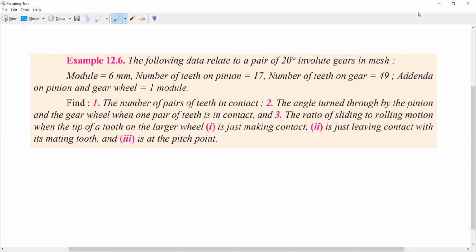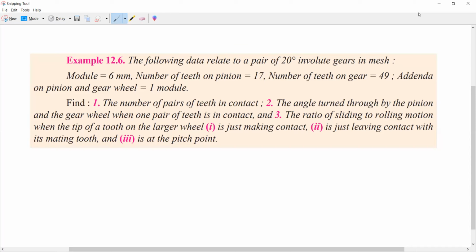The following data is related to a pair of 20-degree involute gears in mesh. Module 6, number of teeth on pinion 17, number of teeth on gear 49. Addendum on pinion and gear is equal to 1 module. What is the meaning of this? Module is 6, addendum is equal to 1 module, so addendum is equal to 6.